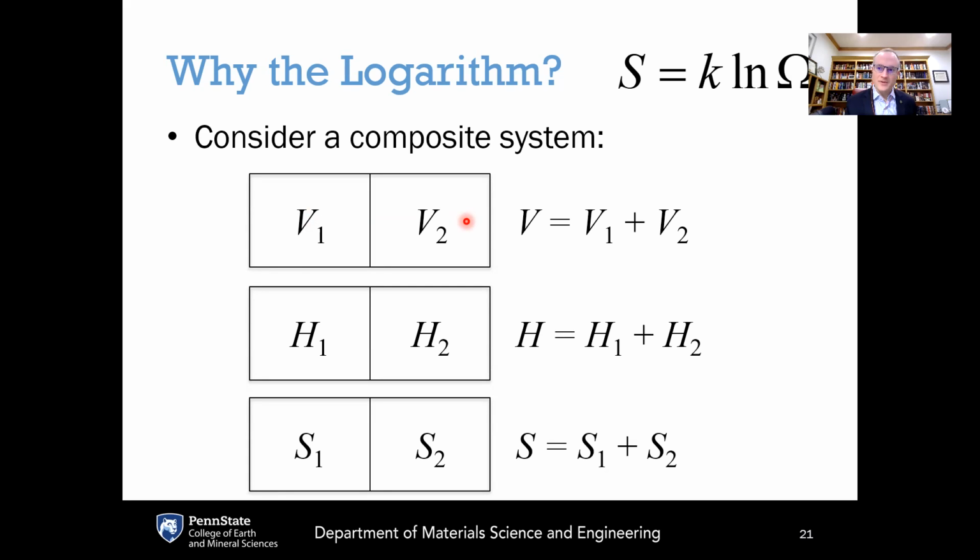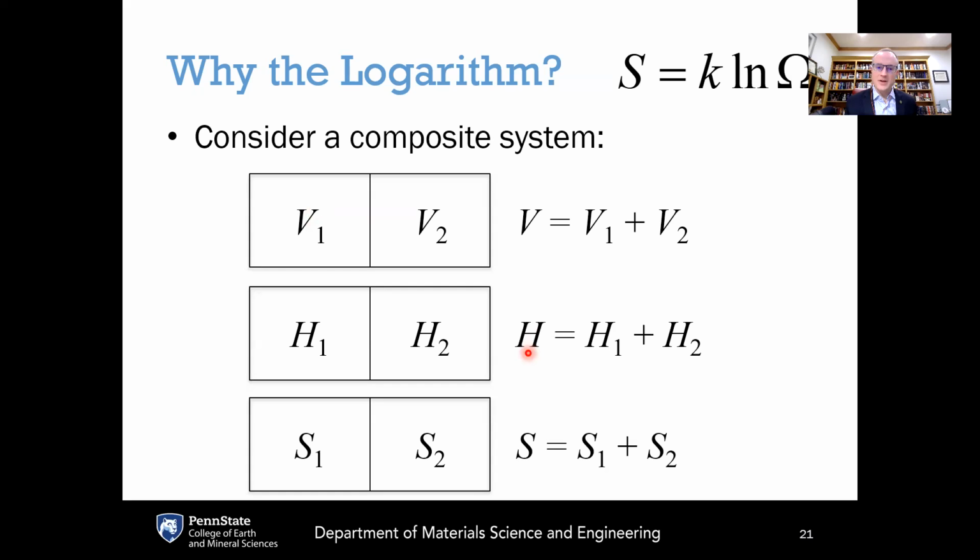What's the total volume of the system? That's obvious, right? Volume is an extensive property. That means that we add up the volumes of the subsystems to get the total volume of the system. So V is equal to V1 plus V2. That is because of the extensive nature of volume.